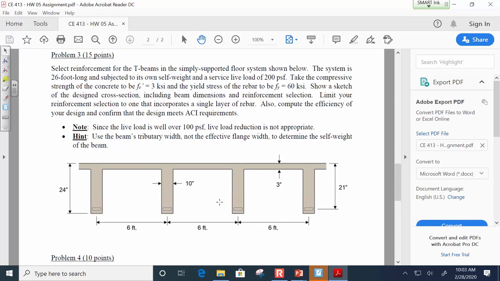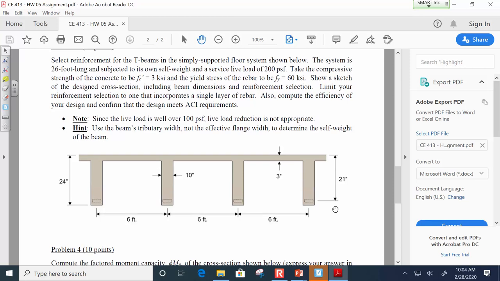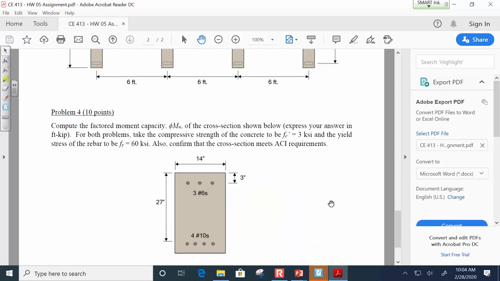We might discuss that a little bit today, but to determine the self-weight of the beam, you use the tributary width, not the effective flange width, so those might be different dimensions. That's just something to keep in mind. And problem four, we haven't talked about this yet, that's going to take a little bit. This is a doubly reinforced section, so you can't do that now, but probably after today, you might be able to do the first three. I don't know, but this one's going to take a little bit. This is when you have steel not only in the tensile region, but in the compressive region as well, and you need to determine VMN for that.